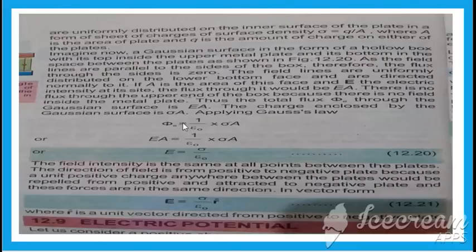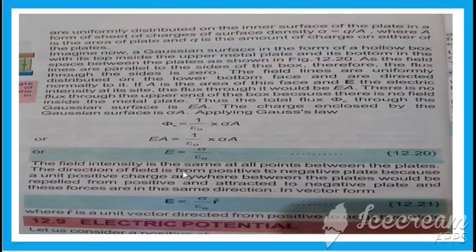Applying Gauss's law, electric flux is equal to 1 over epsilon naught into sigma A, and electric flux passes through only one face, so it is given as EA equals 1 over epsilon naught into sigma A. A is cancelled by A, so E is equal to sigma over epsilon naught. The field intensity is the same at all points between the plates because charges are uniformly distributed over the entire region of the plate. The direction of the field is from positive to negative because electric field lines originate from positive charge and end on negative charge.